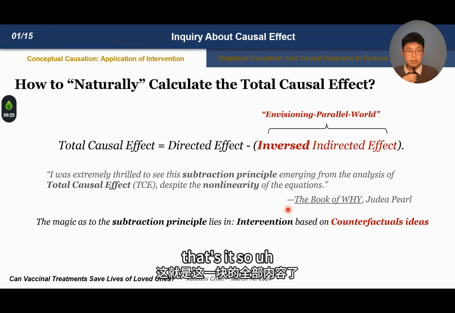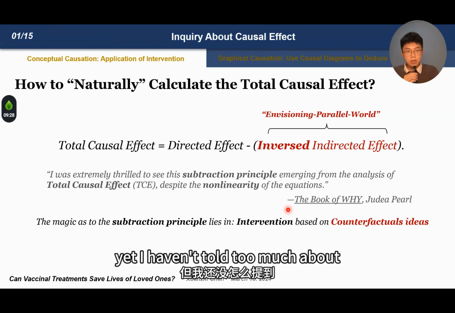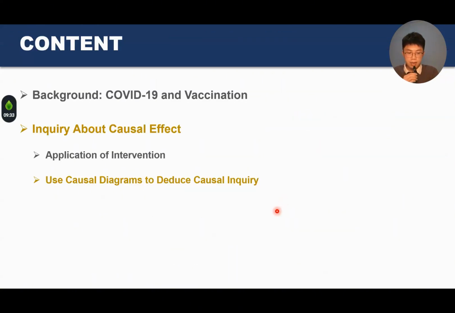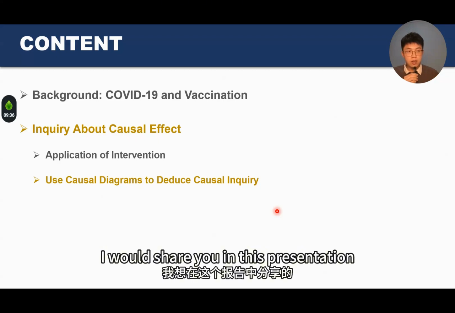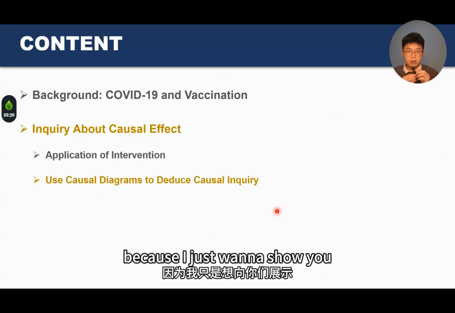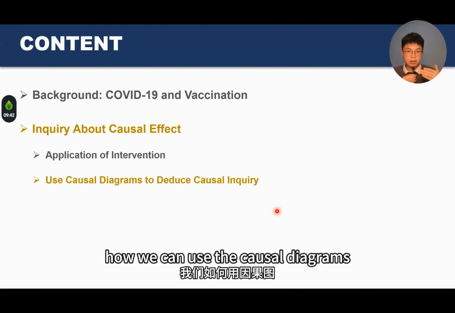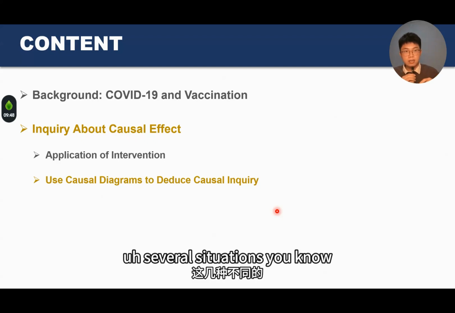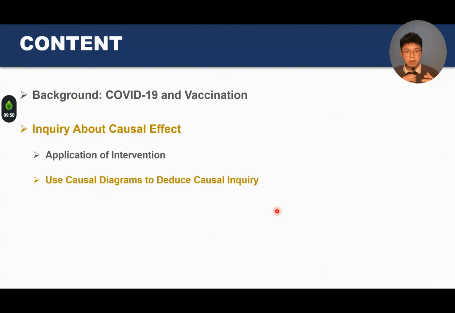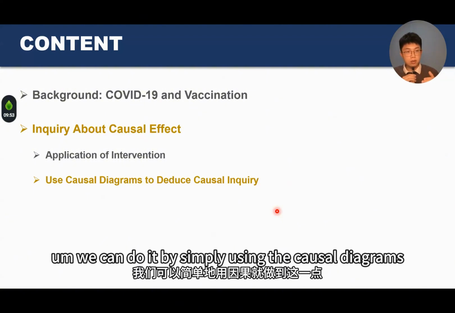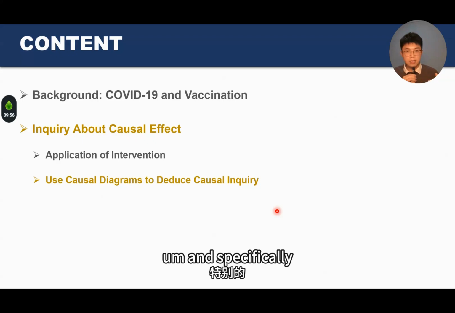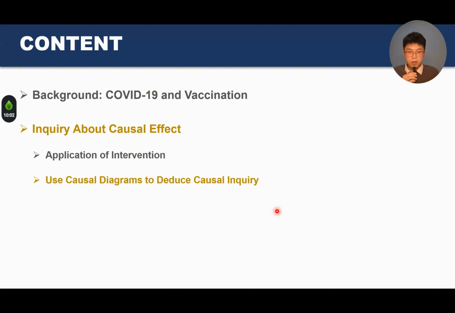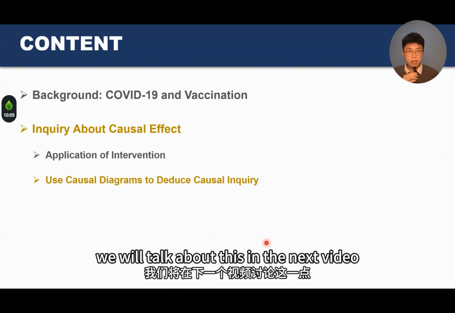Okay, that's it. So, yet I haven't told too much about the causal diagrams. But I think maybe this is another point I want to share with you in this presentation, because I just want to show you how we can use the causal diagrams to encapsulate these several situations, different types of causative effects. We can do it by simply using the causal diagrams, and specifically by using the do calculus if you have heard of it. Okay, we will talk about this in the next video and to end this episode.